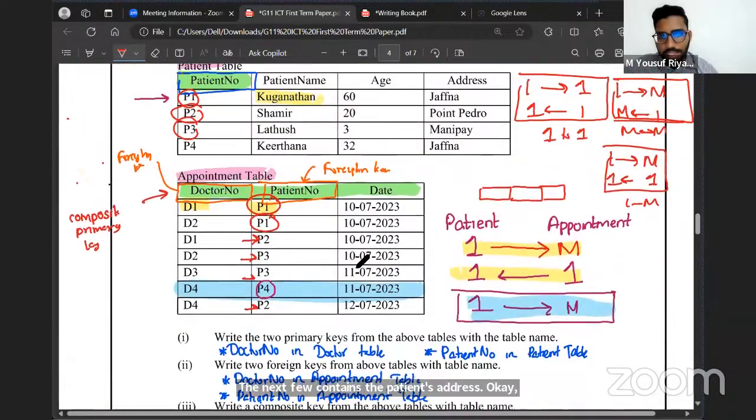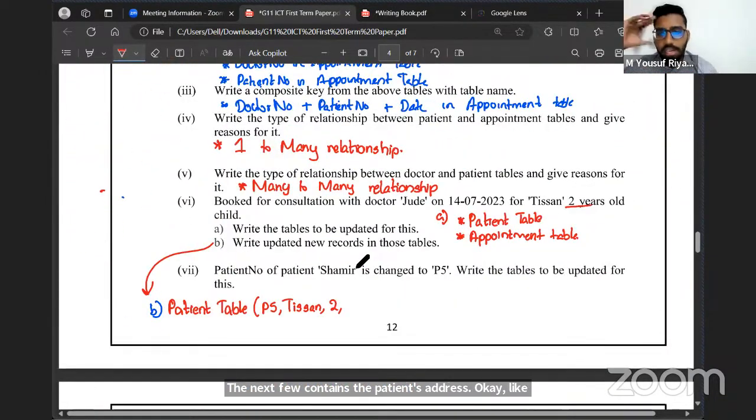The next field contains the patient's address. Okay, like the place where he's from. Based on the given data, tell me, have they mentioned where this patient is from? Like the patient's area? No, they have not mentioned. Look at this question, they have not mentioned.